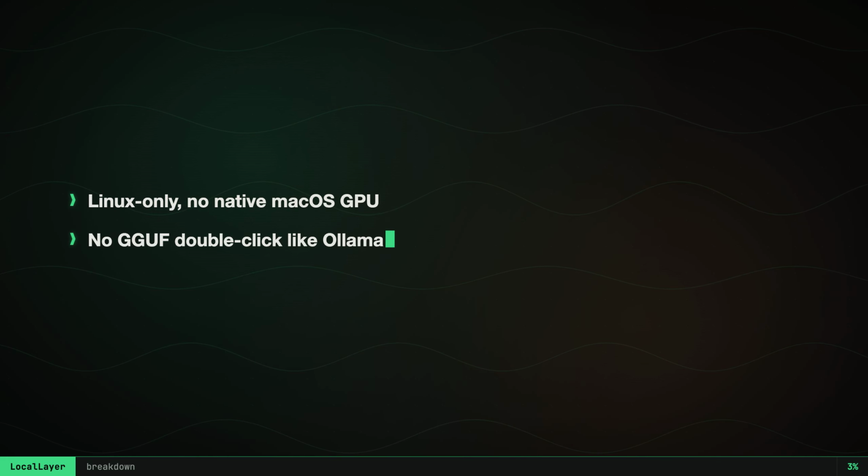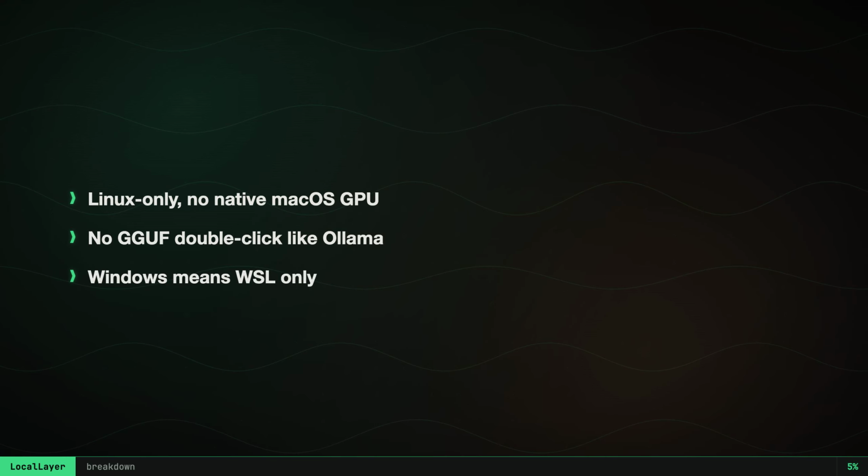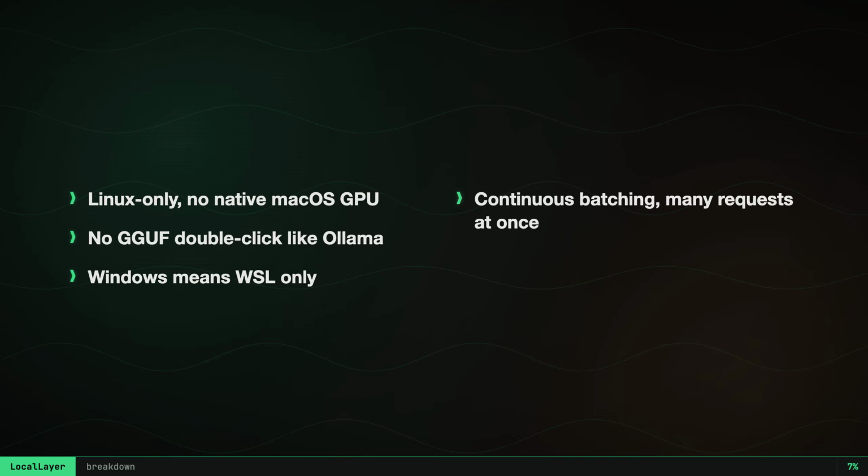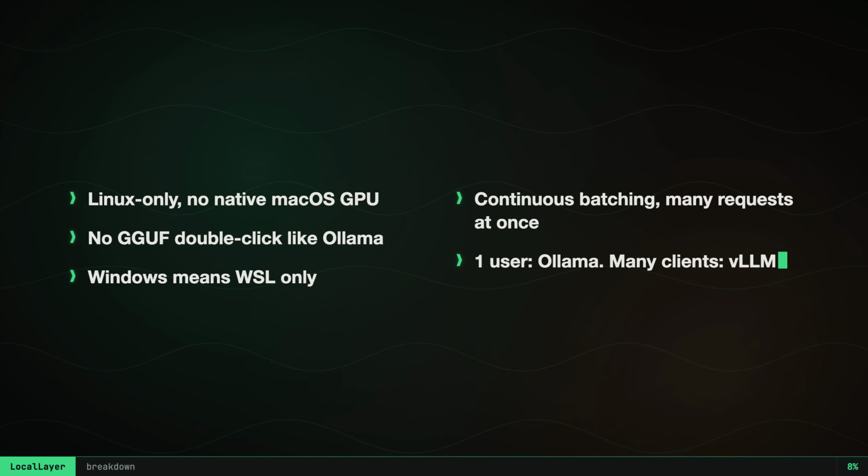vLLM is not a laptop chatbot tool. It's Linux only from the project itself. No native macOS GPU backend, no double-click GGUF loading like Ollama or llama.cpp. Windows means WSL, or an unofficial fork. What vLLM does is continuous batching across many simultaneous requests on an NVIDIA or AMD GPU, squeezing maximum throughput out of hardware you already own. If you're one person asking one question at a time, stick with Ollama. If you're standing up a real API endpoint for multiple clients, this is the right tool instead.